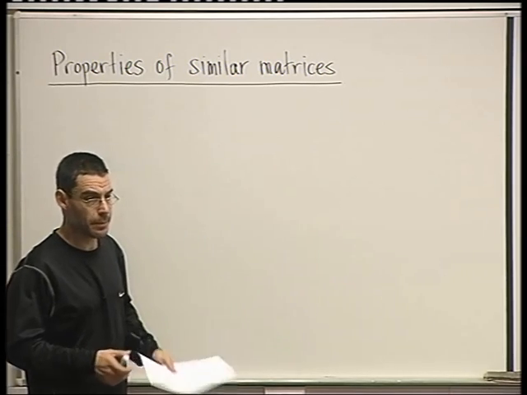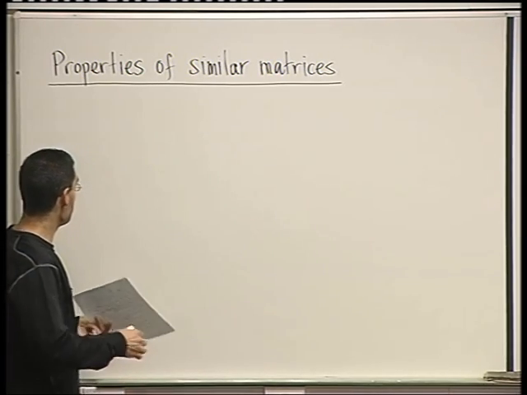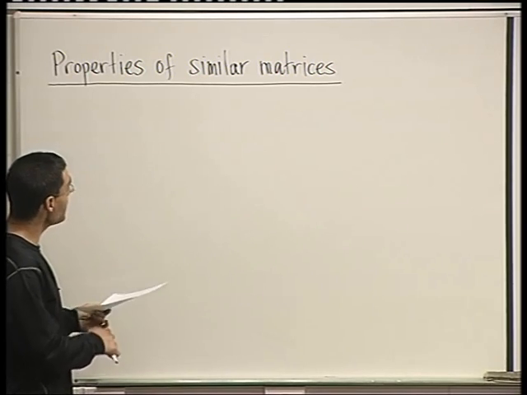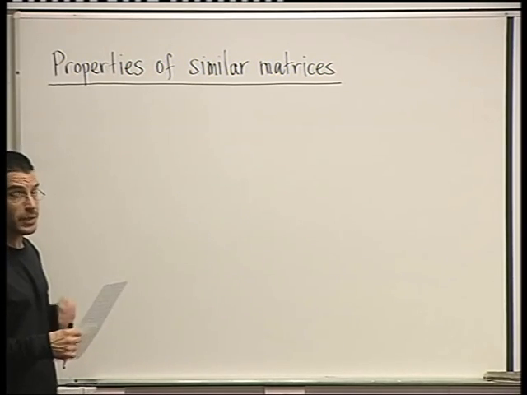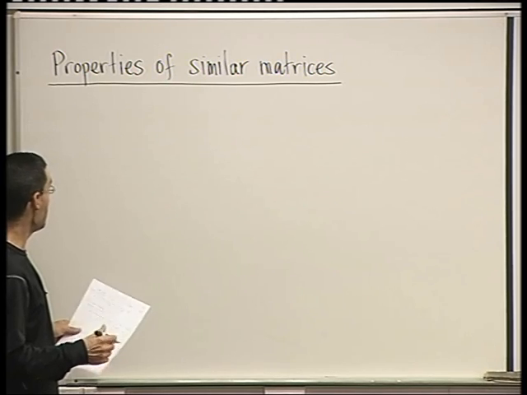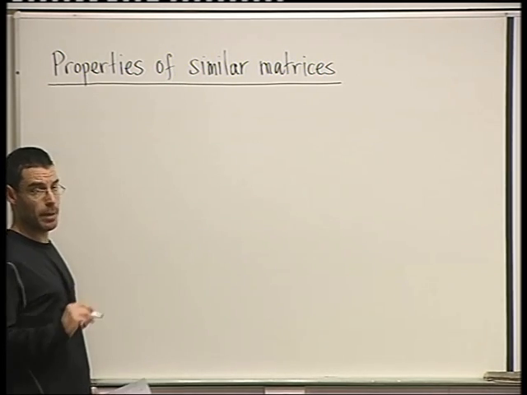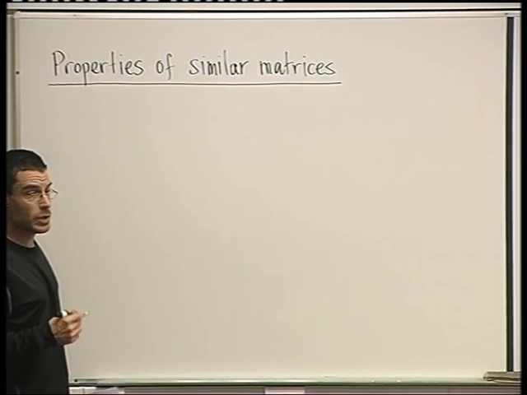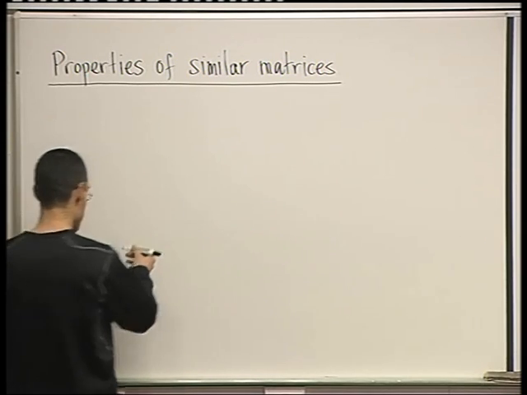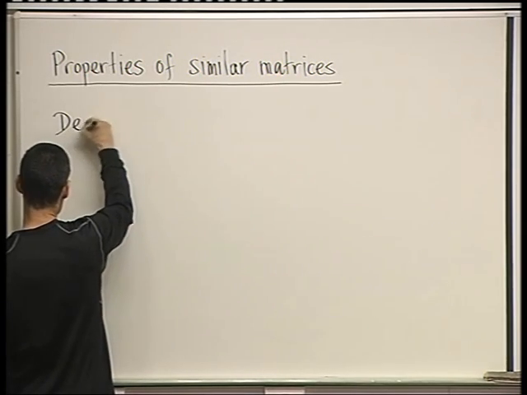Okay, everybody remember? So I mentioned that similar matrices share many properties, and this is what I want to discuss now. I want to start with defining a property that we haven't discussed yet, which is the trace of a matrix. So here's the definition.